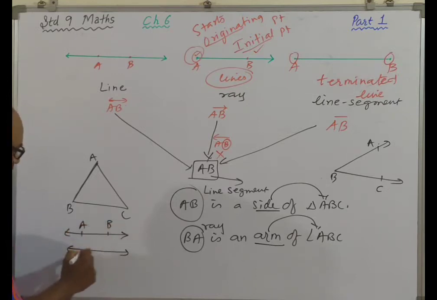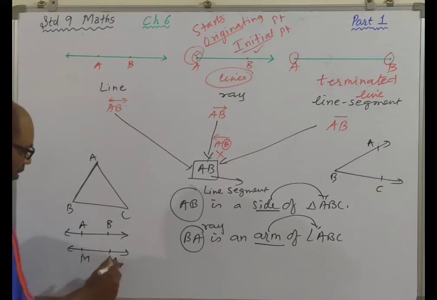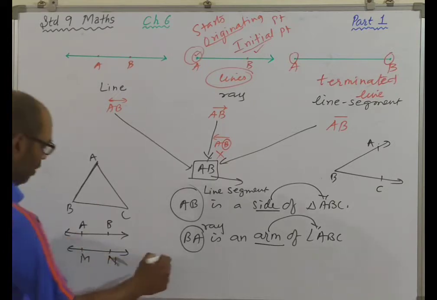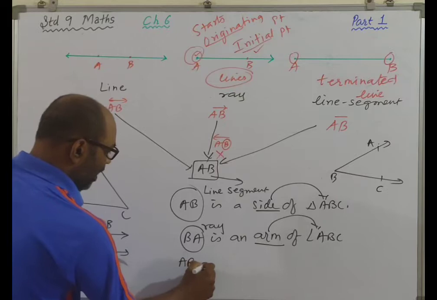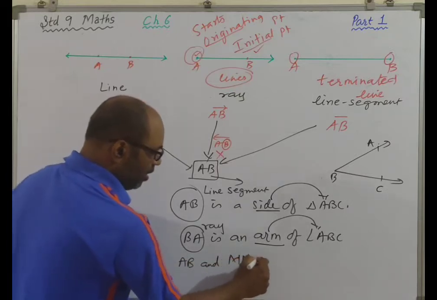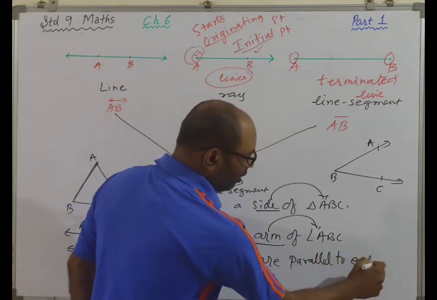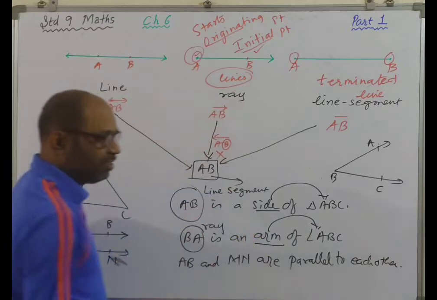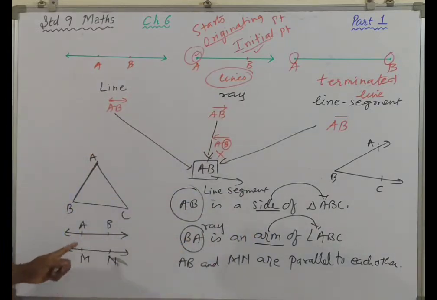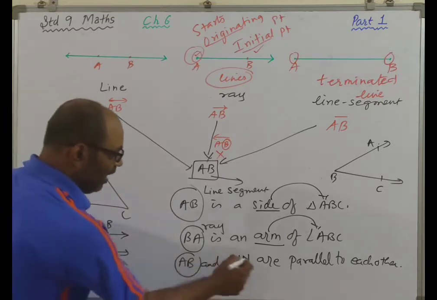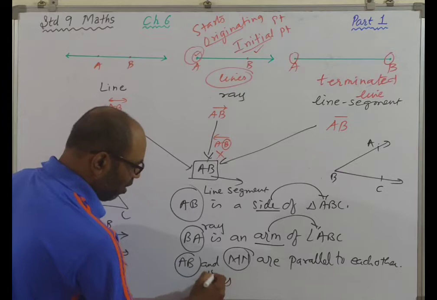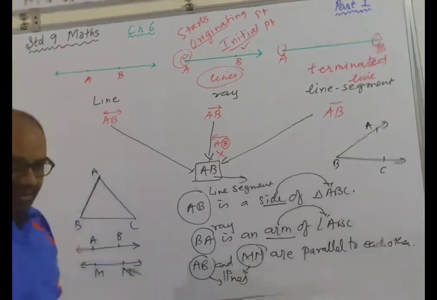This is AB and this is MN. AB and MN are parallel to each other. You can see in context of the diagram, AB and MN are parallel. That means they are not intersecting. Now, here we are talking about lines. ये AB and MN stand for lines. Are you getting me, children?